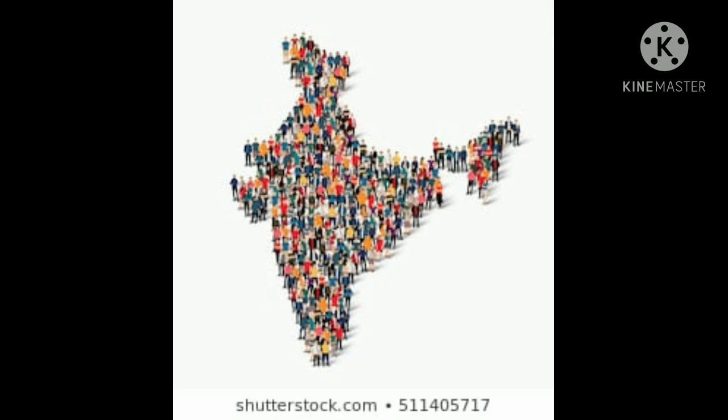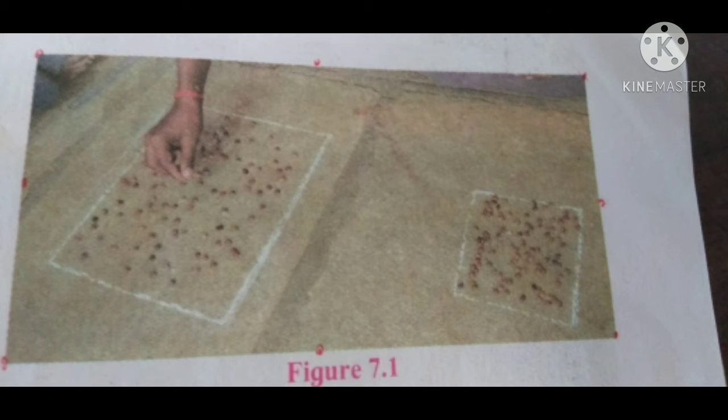Now you have to try. So try this. Take about 100 grains of black-eyed beans, that is called chowli. Now first scatter these beans on a square of 30 into 30 centimeters. Now scatter 100 more beans on a square of 15 into 15 centimeters. While scattering the grains, take care to see that the grains do not touch one another or pile up one on top of the other. For this you can see figure 7.1.